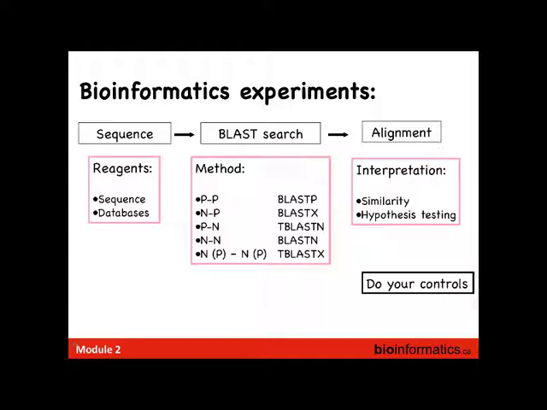A classic control could be a sequence that you know is in the database. Do you find it if you search with a similar sequence? If you don't find it, that means that your parameters for your BLAST search are probably wrong. If you can't find something you know is there, that's an example of a control that would change things.